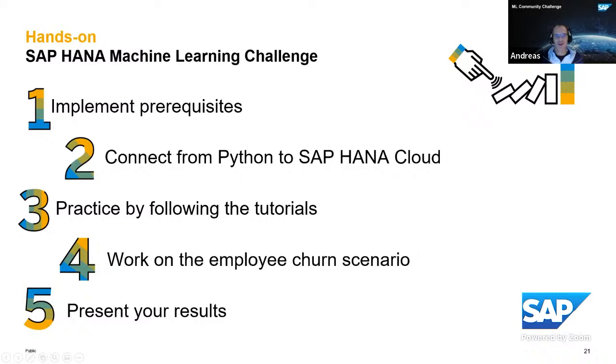So first of all, you need to implement the prerequisites as already listed on the blogs that are provided. Essentially setting up your Python environment, installing this HANA ML library that allows you to connect to a HANA system. And then once you have this set up, you connect, you test that connection, that this is working well. And once you have the connectivity, you may want to get some practice.